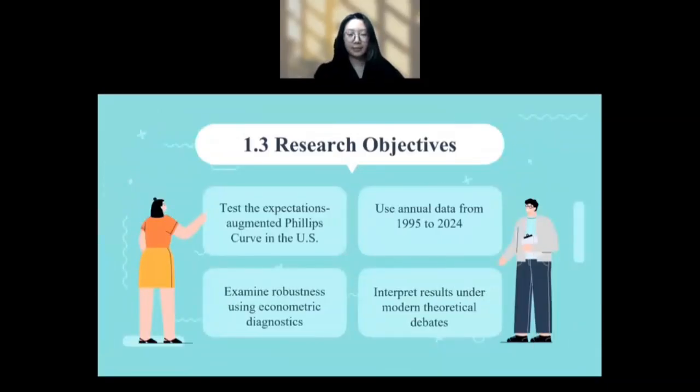Research objectives. Based on these problems, this study aims to test the expectations-augmented Phillips curve in the United States. We use annual data from 1995 to 2024, examine robustness using econometric diagnostics, and interpret the results under modern theoretical debates.